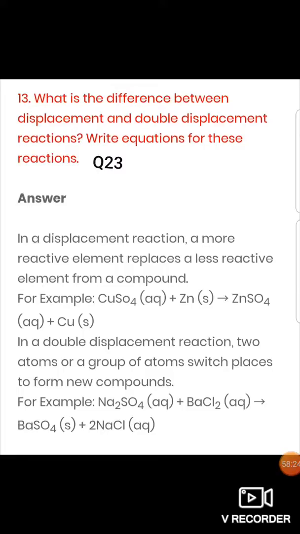In a displacement reaction, a more reactive element replaces a less reactive element from a compound. For example is given here. And in a double displacement reaction, two atoms or groups of atoms switch places or exchange their elements to form new compounds. For example, Na2SO4 plus BaCl2 gives BaSO4 plus NaCl. Sodium sulfate plus barium chloride gives barium sulfate plus sodium chloride.